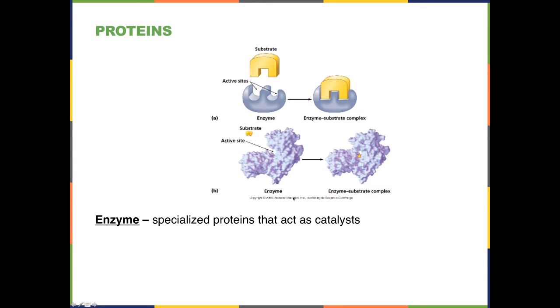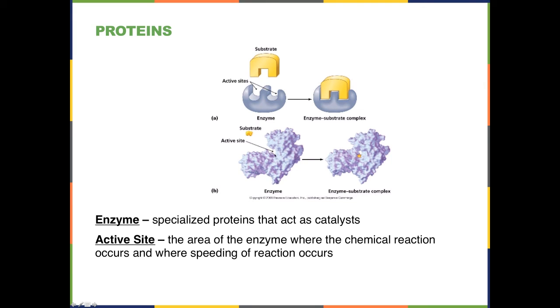Specialized proteins that act as catalysts for biochemical reactions are called enzymes. And this is an example of an enzyme. And what you see is this three-dimensional structure forms a little pocket where the substrate, which is the chemical which the enzyme acts on, can fit into this and form a complex. Now this pocket is called the active site.